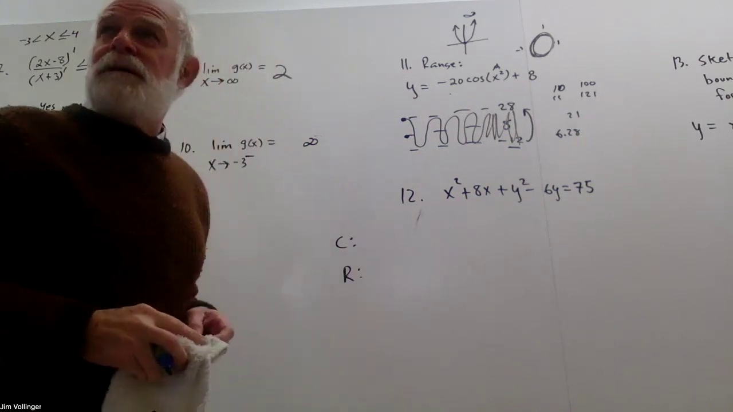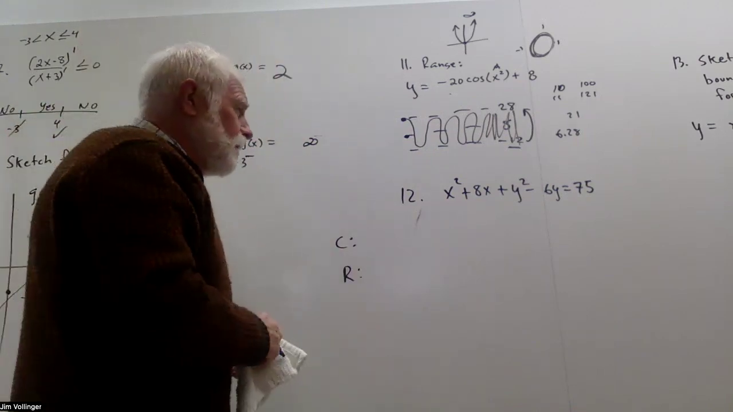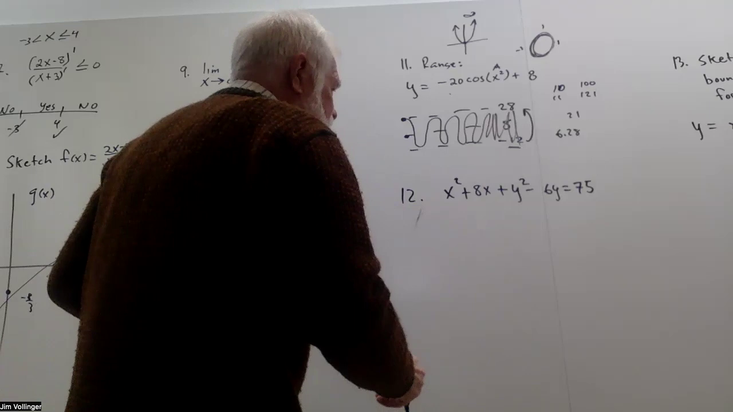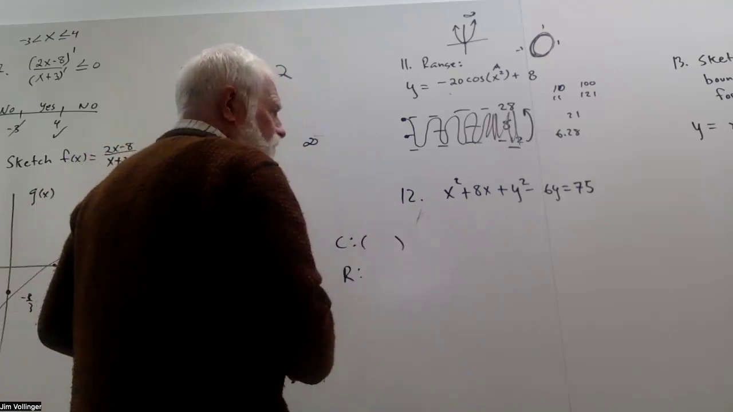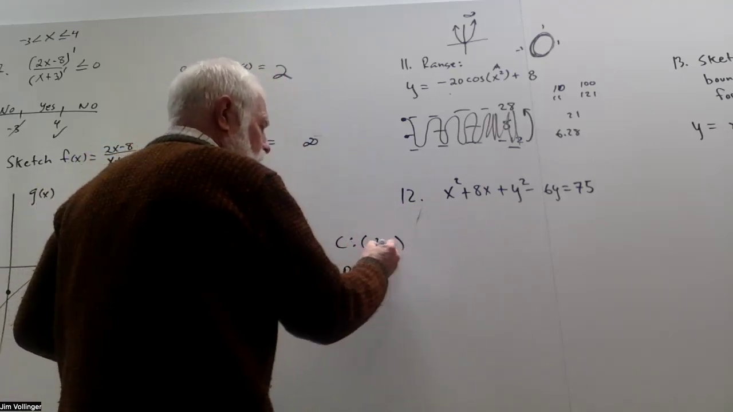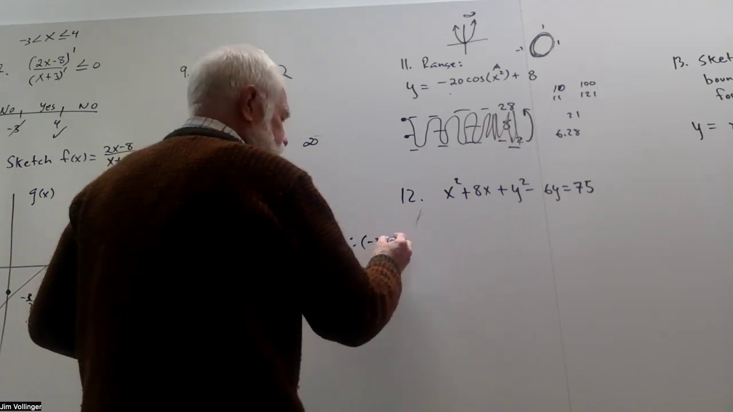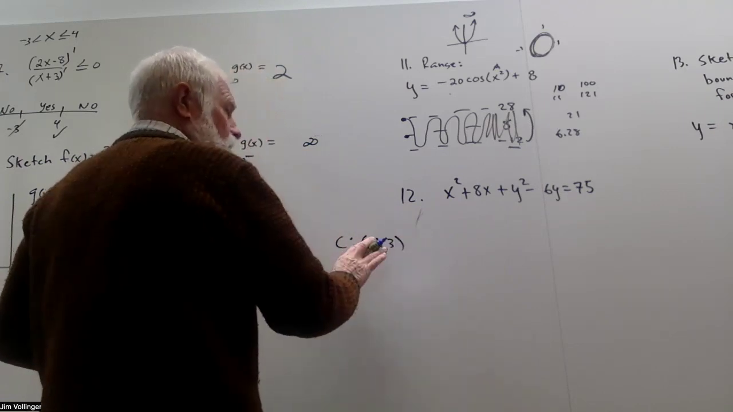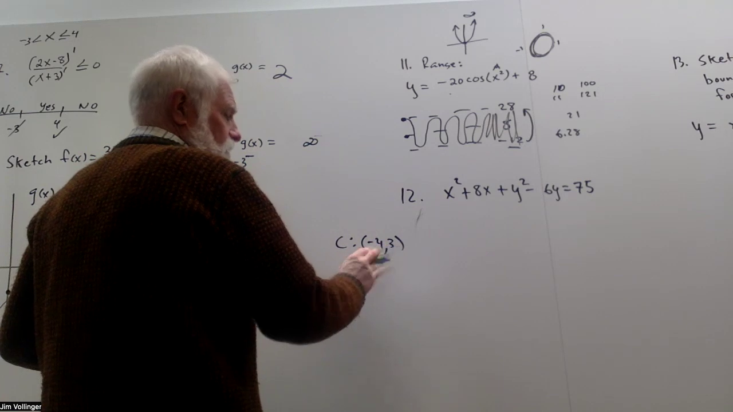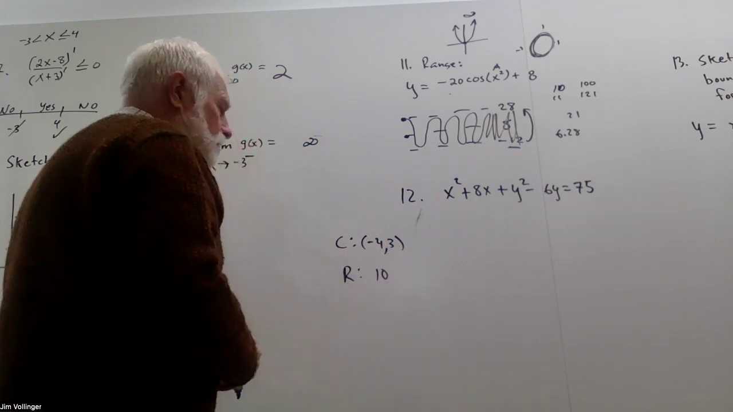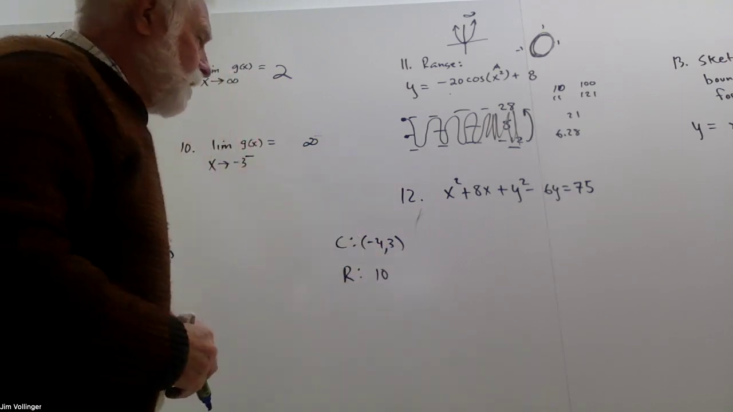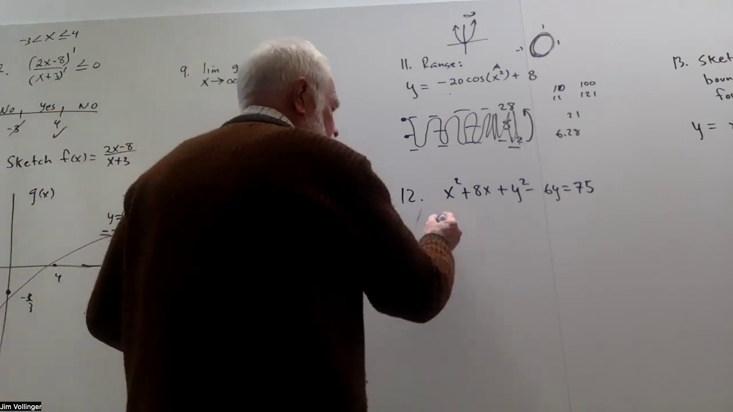All right, so I should be able to look at these. Well, I guess I duplicated this. I forgot I put it on the board. So you want to be able to look at these and say the center is (-4, 3), and you want to figure out the radius of 10 just by looking at it.